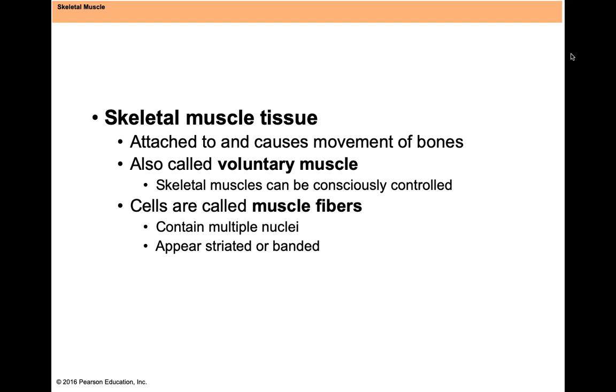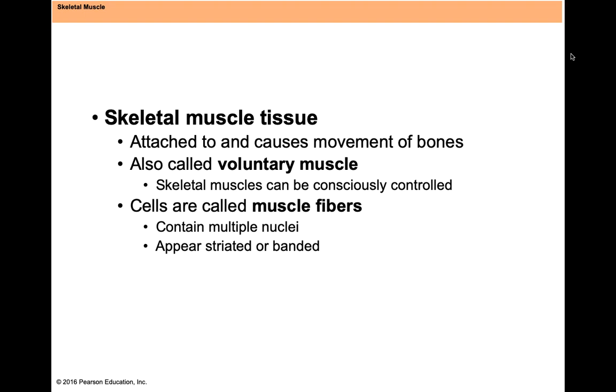All right, so in skeletal muscle tissue, these tissues are going to be attached to and cause the movement of our bones. So the skeletal muscles are attached to the skeleton. This makes sense, okay? They're also called voluntary muscles. They're called voluntary muscles because it's something that can be consciously controlled. You have the option of if you want to move that muscle or not. You have control over it. It is a voluntary muscle because you control it.